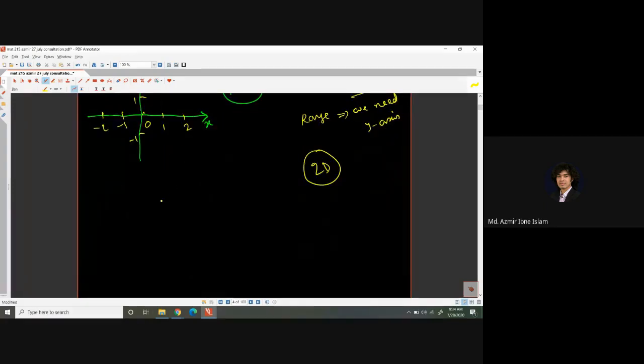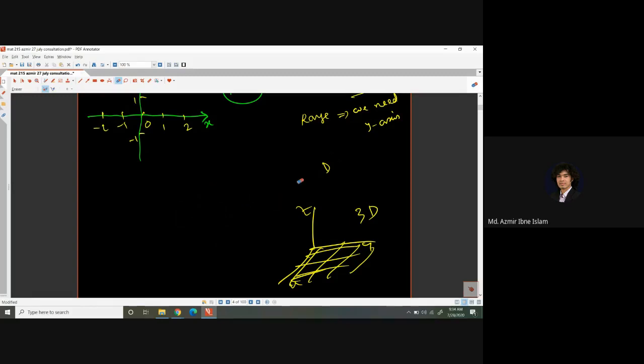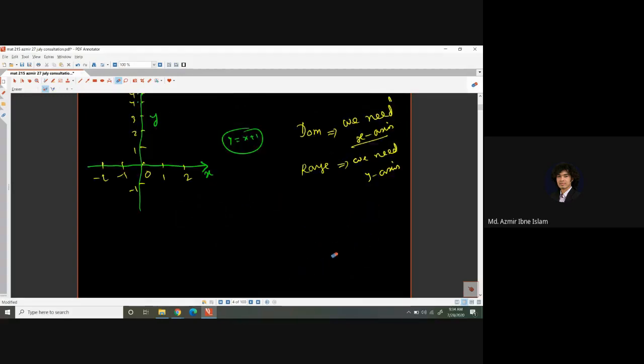We can also think about multiple valued functions, which are discussed in Math 216, where you will get to know three-dimensional curves. That means x, y, z, where x, y will be the input and z will be the output. But for now, I am just discussing the two-dimensional part.